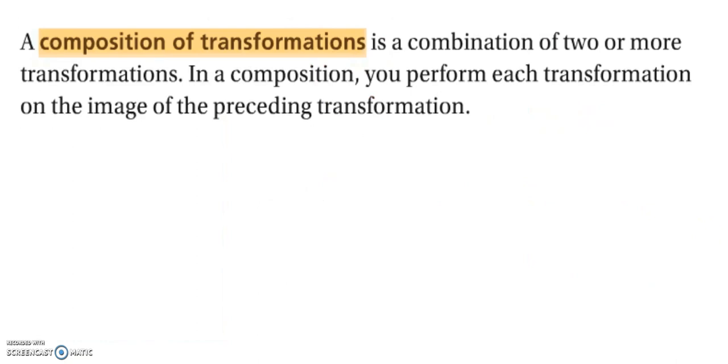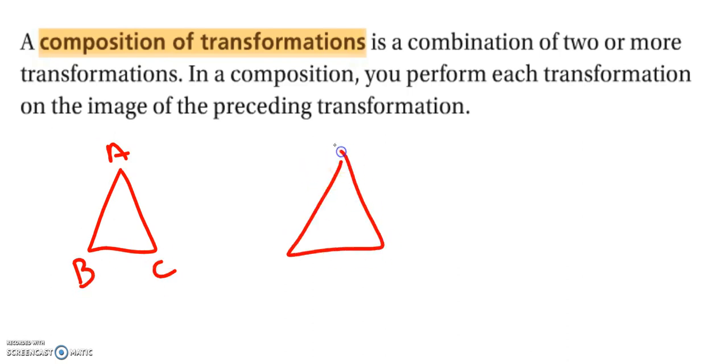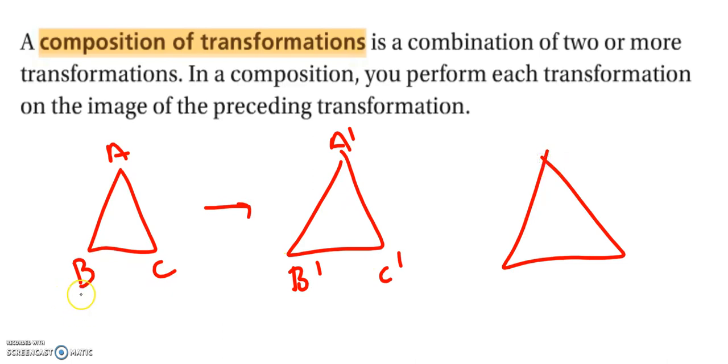Last vocabulary word, a composition of transformations is a combination of 2 or more transformations. In a composition, you perform each transformation on the image of the preceding transformation. So if this is ABC, and I were to translate it over here, this would now become A prime, B prime, C prime. And then if I wanted to translate that again, I wouldn't go back to the original. I would start from this one, and then I get A double prime, B double prime, C double prime. So in a composition of transformations, you do something twice.